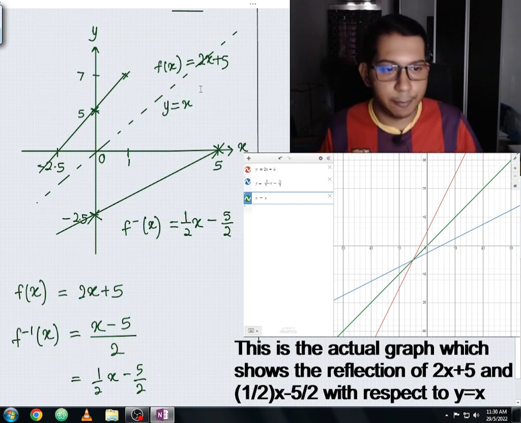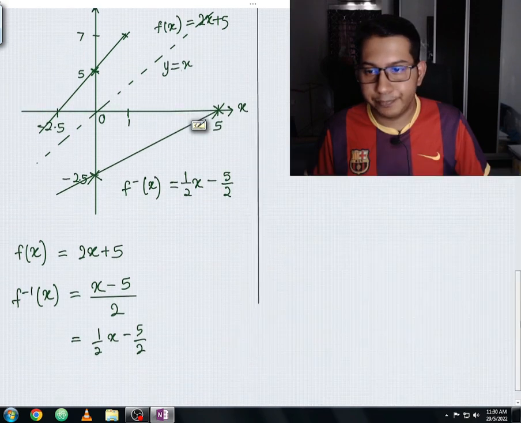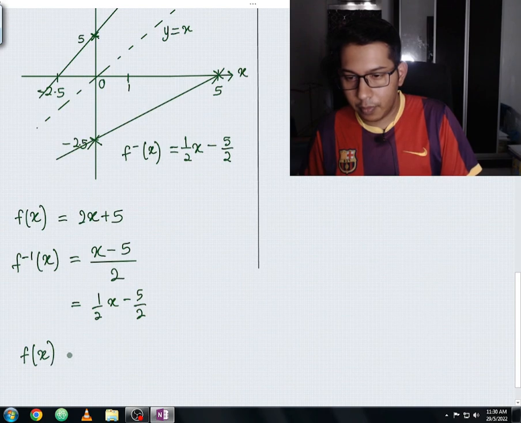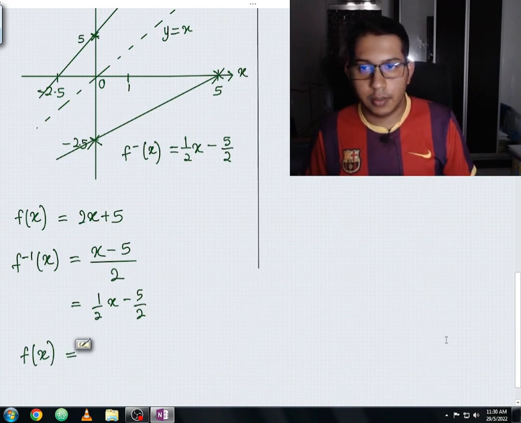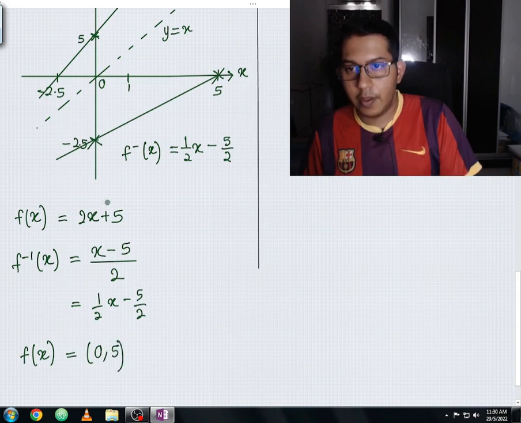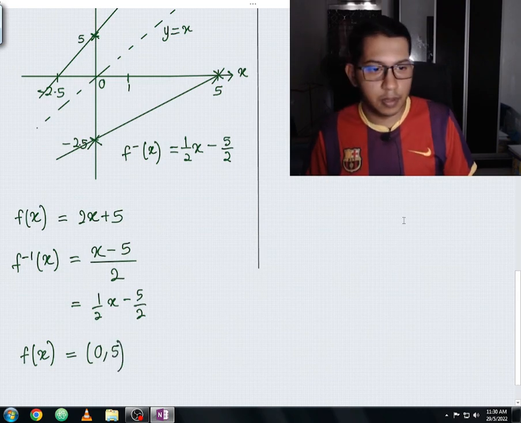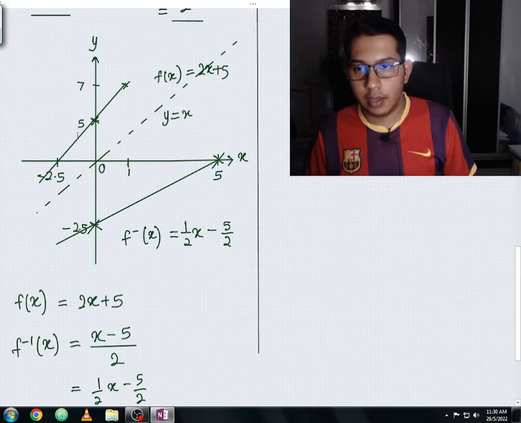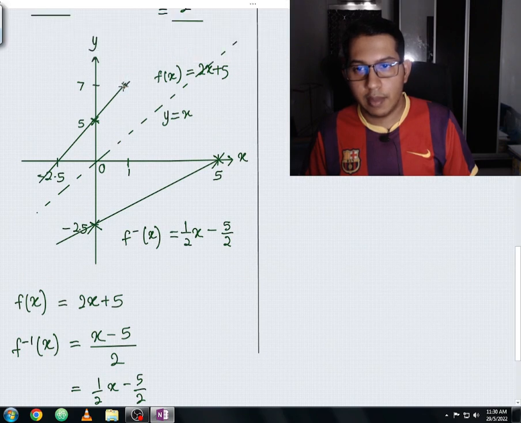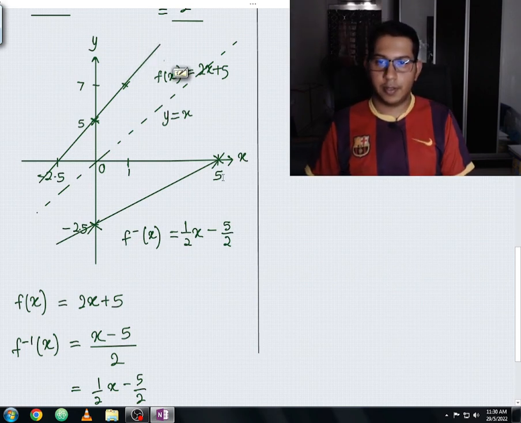So what does this mean? Let's say for example, in your f(x), you have a coordinate of (0, 5). You have a coordinate of (0, 5) here, and this is the straight line of f(x). If you can't see it clearly, maybe I can extend it a bit further. Maybe you can see the mirror. Okay, f(x).